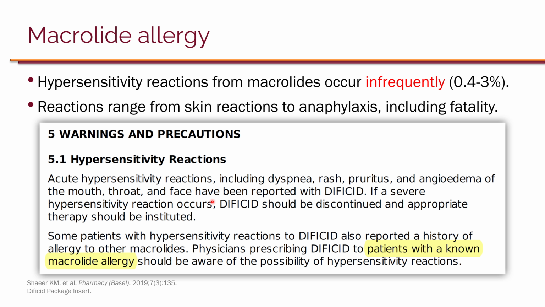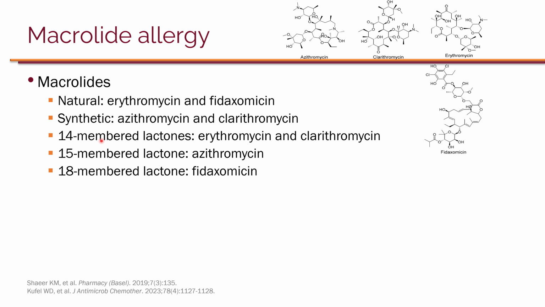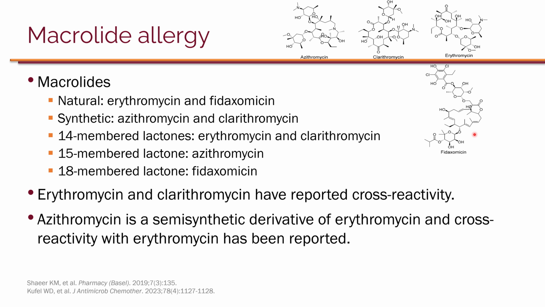So let's take a look at some cross-reactivity between different macrolides. In general, you can think of macrolides as natural or synthetic or semi-synthetic products. The natural products on the market include erythromycin and fidaxomicin, whereas synthetic or semi-synthetic includes azithromycin and clarithromycin. You can also think of it based on the chemical structure of these macrolides. There are 14-membered lactones, erythromycin and clarithromycin. The 15-membered lactone is azithromycin, and fidaxomicin is quite different. This is an 18-membered lactone.